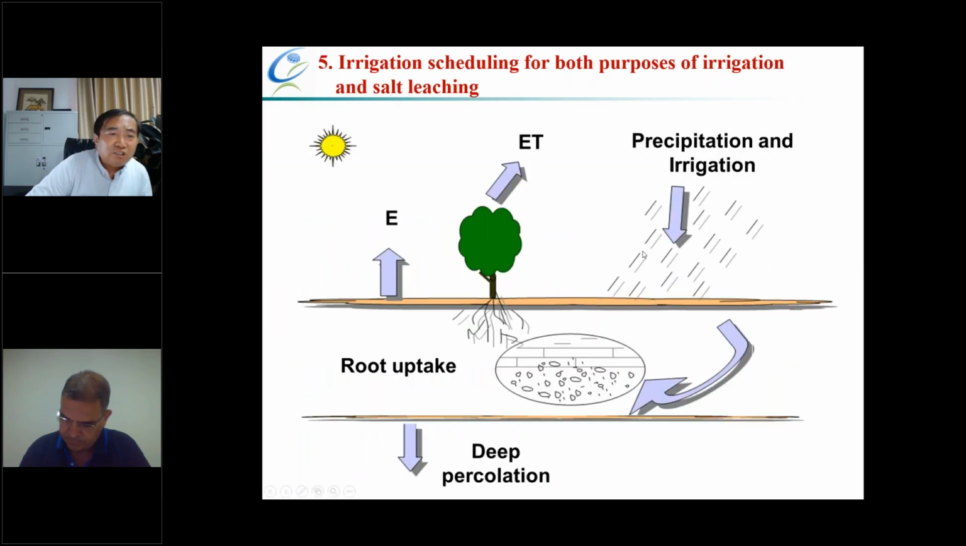So now I'm going to introduce irrigation scheduling for both the purpose of irrigation and fertilization. As we know, fertilization is very important to get the correct volume of the drip population, because salt is leached by the drip population.